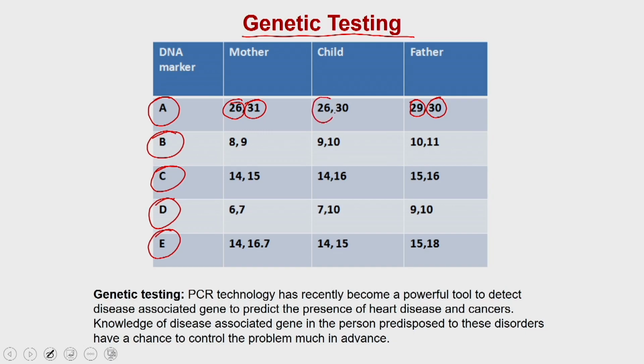So, you can see that the child has a marker of 26 and 30, which means it is getting the 26 from the mother and the 30 from the father. So, that means it is potentially a child of these two, mother and father.